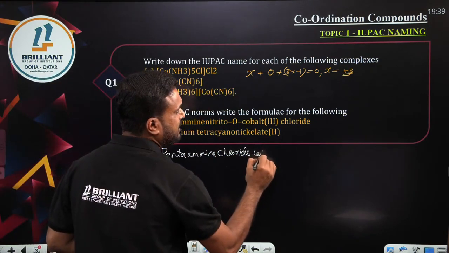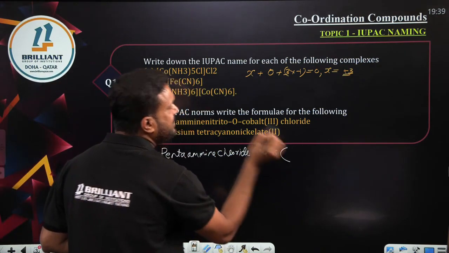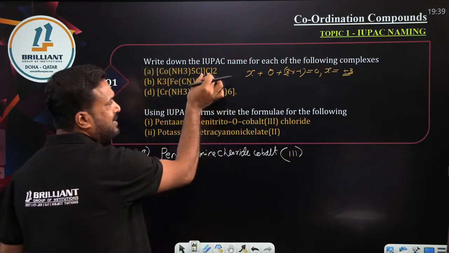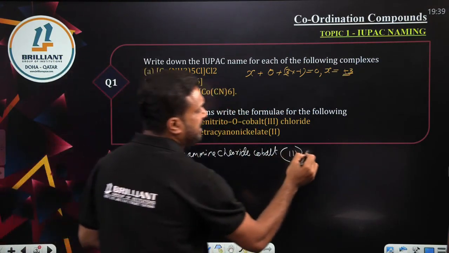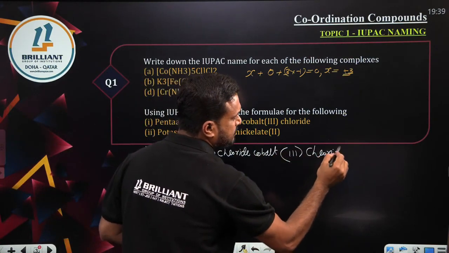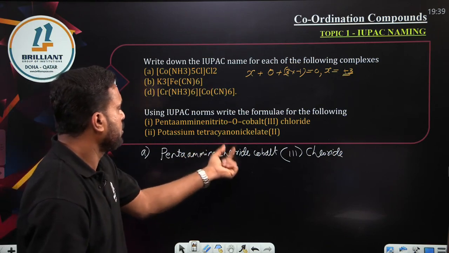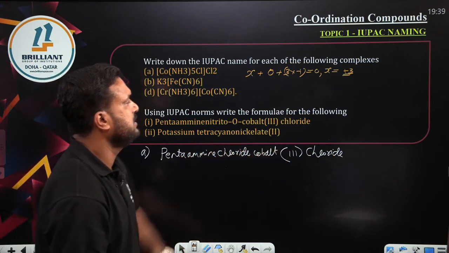Then after that we have to write cobalt. Within brackets we have to write the oxidation state, that is 3. Then outside the coordination sphere we have chlorine, so we have to write chloride. It's an easy one. Pentaamminechlorocobalt(III) chloride, or pentaamminechloridocobalt(III) chloride.